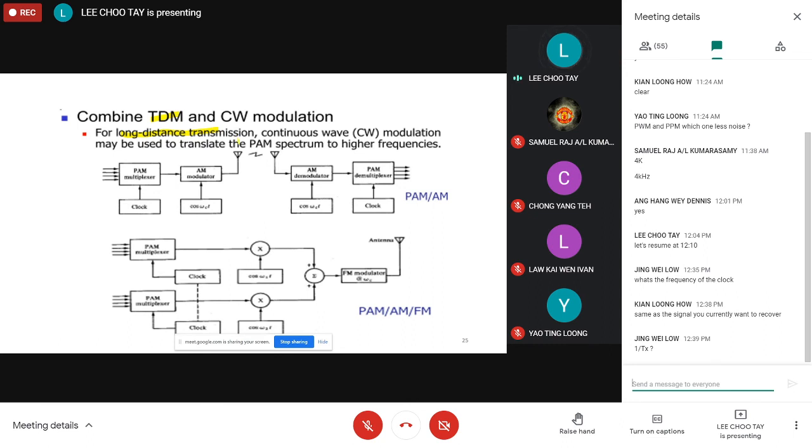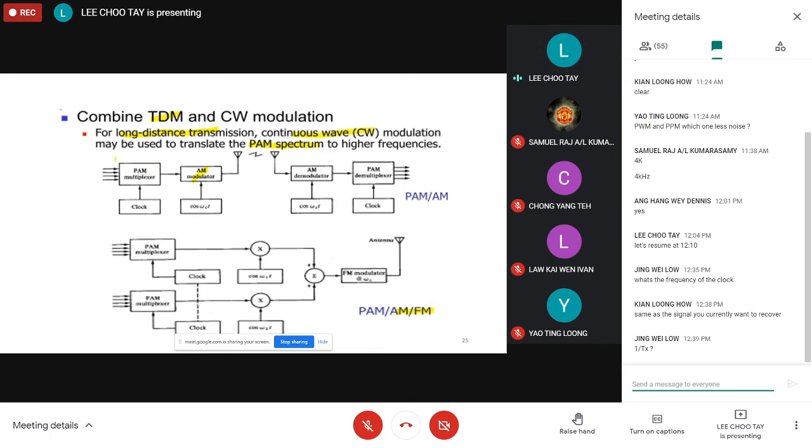And this is called continuous wave modulation. Basically, it's analog modulation. The purpose of this again is to translate our PAM spectrum to higher frequency so that you can transmit wirelessly. So how to do this? You can actually do it two ways. One is using AM. The other one is maybe AM followed by FM.